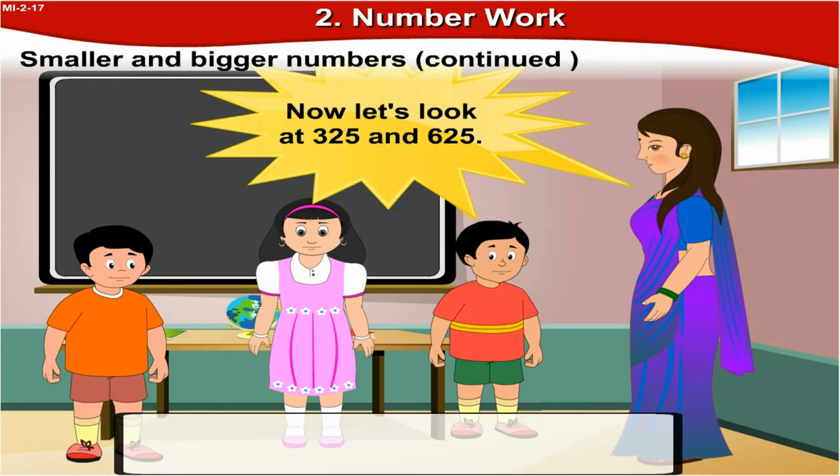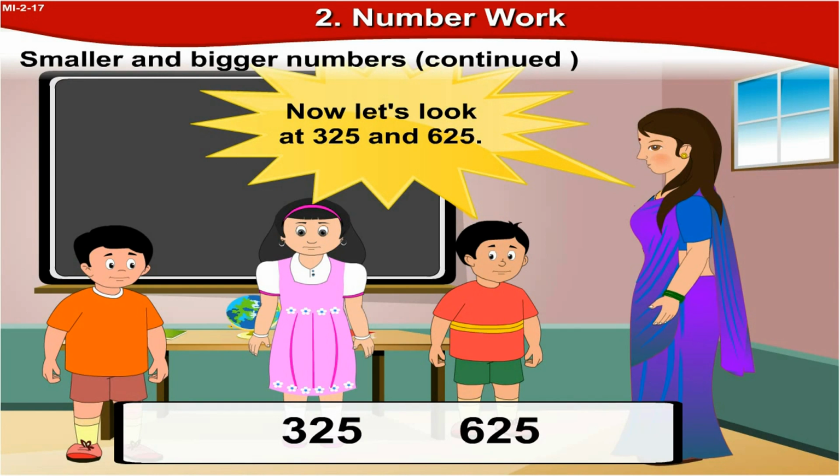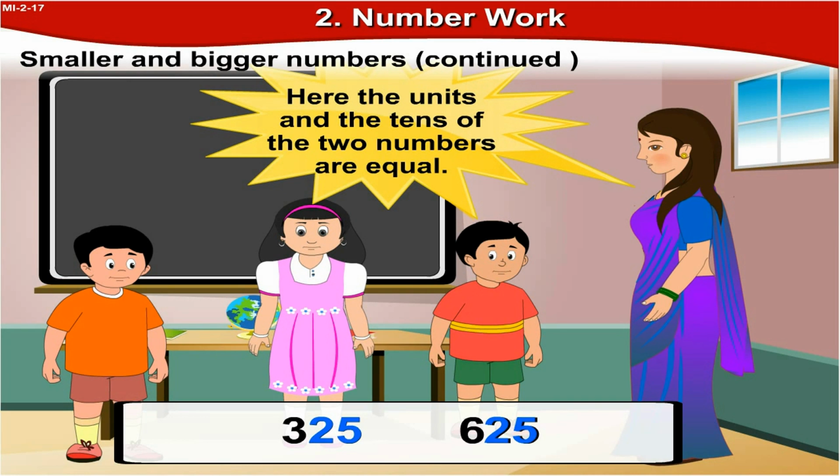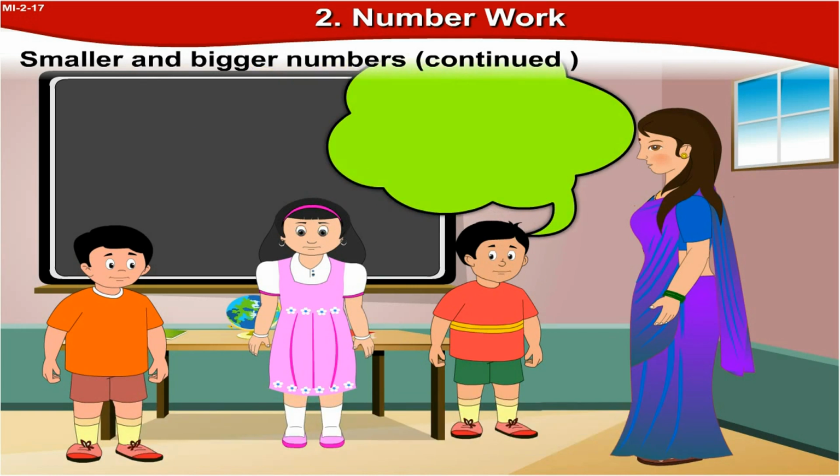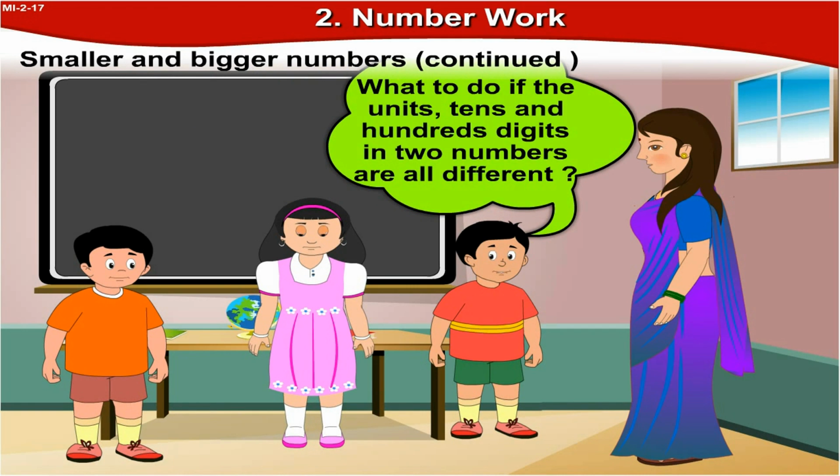Now, let's look at 325 and 625. Here the units and the tens of the two numbers are equal. But 600s are bigger than 300s. So, 625 is greater than 325. Tai, but what to do if the units, tens and hundreds digits in two numbers are all different?